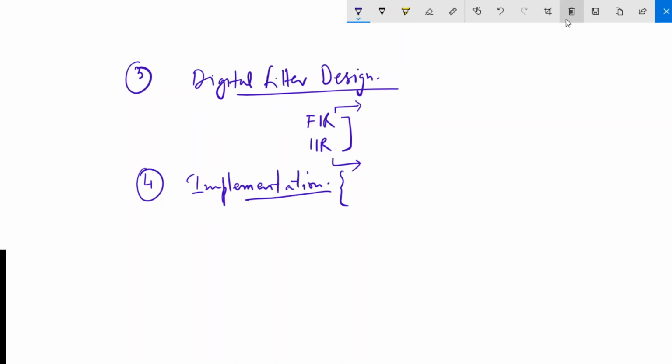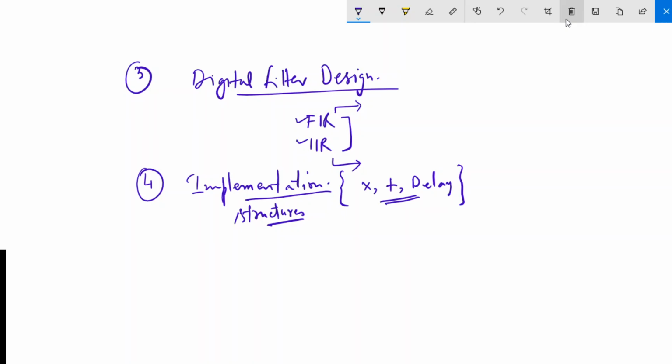So in the implementation part, you will see that for any discrete time system, there are three basic operations. You have a multiplier, you have an adder, and you have a delay unit. So DSP systems, they are very efficiently implemented using just basic three operations. So you delay, you multiply, and you add, you get the outputs. So there are different structures, implementation structures for FIR filters. There are different implementation structures for IIR systems.